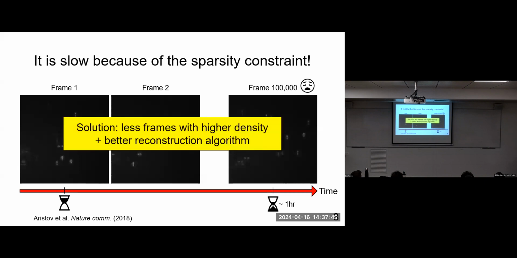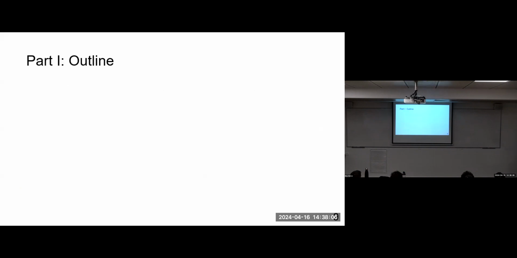And so the idea we had, or that people had and we extended, is to acquire much fewer frames, but in each frame acquire many more point sources, right? So they're not going to be sparse, they're going to be slightly dense. The shapes will overlap, but then we will get a lower number of frames and we can reconstruct much faster. But this will necessitate a reconstruction algorithm.